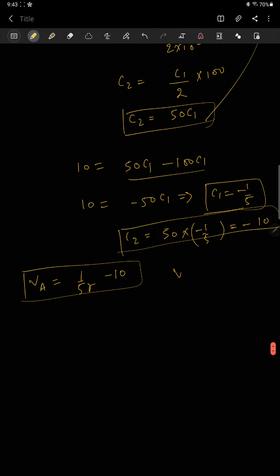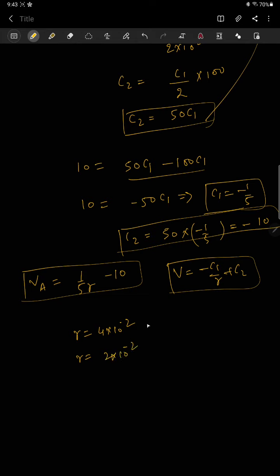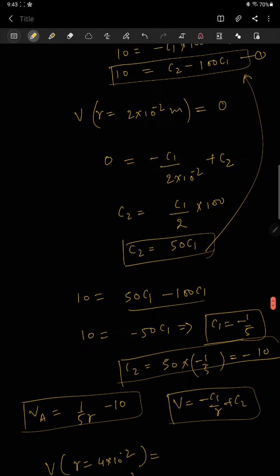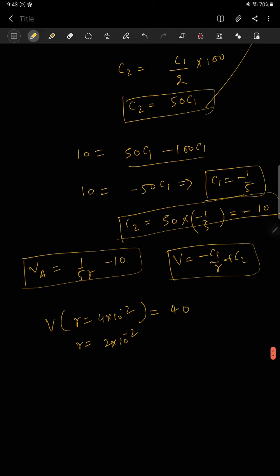So the general solution was minus C1 by R plus C2. So we have evaluated and we put this minus plus 1 by 5. Now we have to evaluate VB. To evaluate VB, we have to satisfy the condition at R equals 4 centimeter and R equals 2 centimeter. Okay, so the potential at this boundary is given how much? The potential at this boundary is 40 volt. So this is 40 volt.